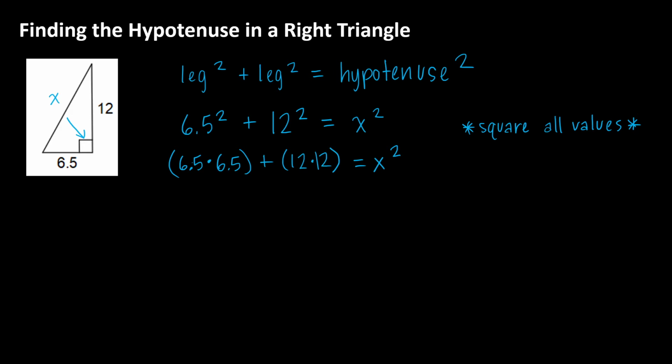And a calculator is probably going to be handy to you in this lesson. So 6.5 squared, or 6.5 times itself, equals 42.25. 12 squared, or 12 times 12, is 144. And it's still equal to x squared. The next step here: we need to combine like terms.